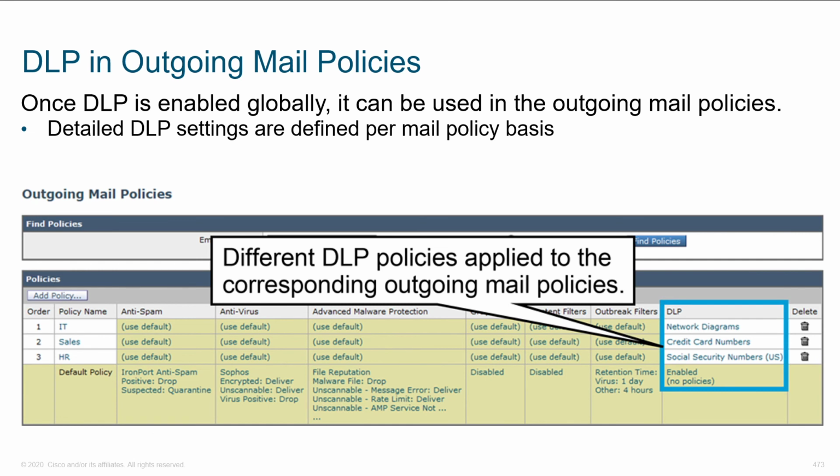And of course, when we create our outgoing mail policy, you would associate the DLP rule that you create right here. And again, you can see that being done group by group. You've got IT with network diagrams. We've got sales with credit card numbers. We've got HR with social security numbers. It feels like that's pretty logical the way that those map out.